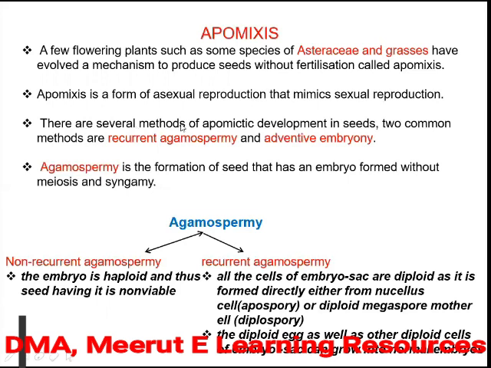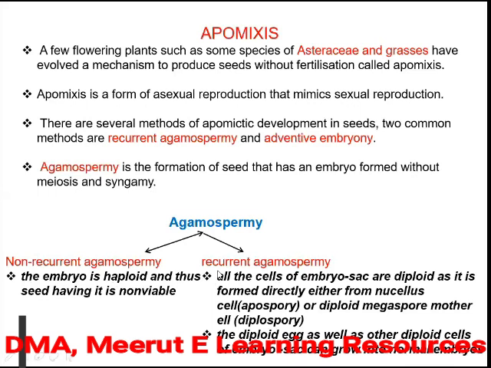So there are several methods of apomictic development in seeds. Two methods are recurrent agamospermy and adventive embryony. If we talk about agamospermy, it is the formation of a seed that has an embryo formed without meiosis and syngamy, without fusion of male and female gametes and without meiosis. You can get seeds. So agamospermy is divided into non-recurrent agamospermy and recurrent agamospermy. First of all, let us discuss non-recurrent agamospermy. The embryo is haploid here and the seed is non-viable. Seeds are not going to germinate.